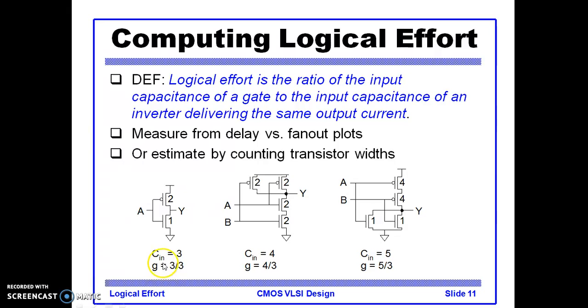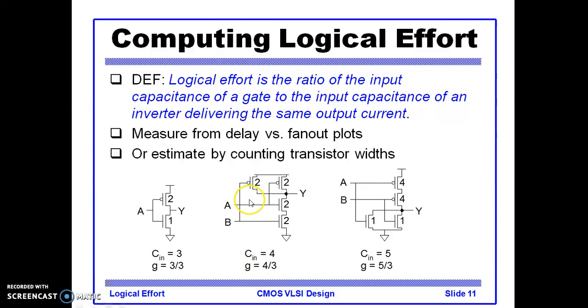Now this is what we have for the inverter. Now it is scaled by 1. This is scaled by 2. This is a 2 input NAND gate. Now it is 2 2. This is also 2 2. This is a 2 input NOR gate. Now we can see this is scaled by 4. Now you can see G of the inverter is 3 by 3, which is nothing but Cin of the inverter by Cin of the inverter.